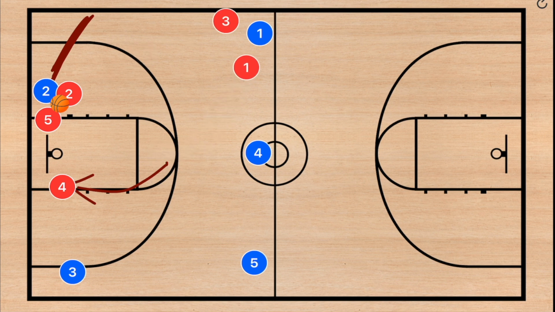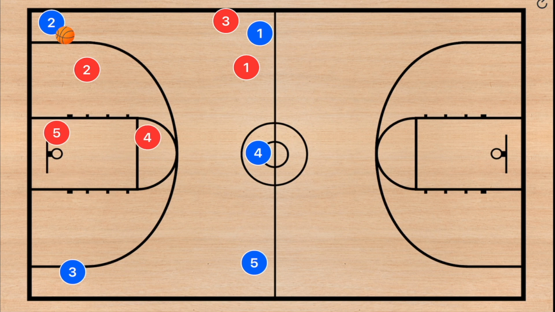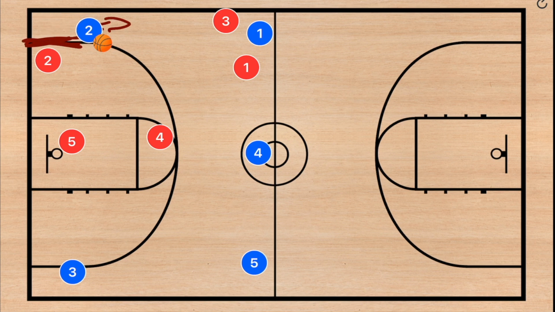However, I really don't like to have the ball go baseline, especially in a 1-3-1 trap. What I would prefer is for player 2 to keep that ball away from the baseline, force him to go up the sideline so that when player 3 drops, then we can force that trap.